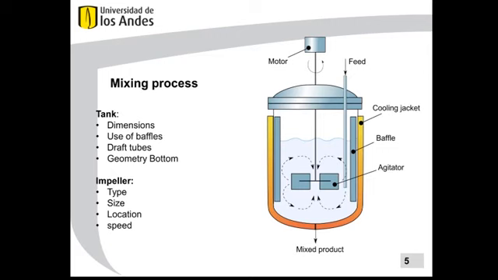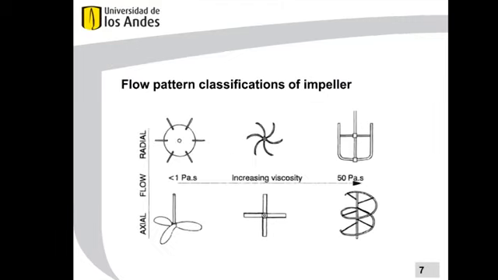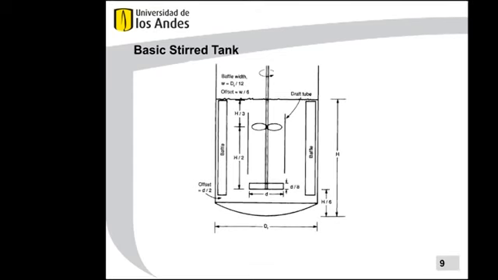So why are impellers used? They are a rotating component used to increase the pressure and flow of a fluid. There are many types of impellers and manufacturers use them for many purposes, depending on the desired outcomes of mixing. Choosing the impeller type could depend on the scale of the process, the fluid type, the phases involved, and the available power. This is the basic stirred tank. It has 4 baffles to prevent the formation of a vortex and to prevent dead zones.